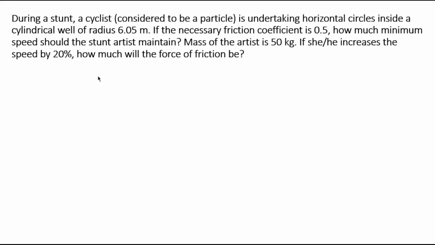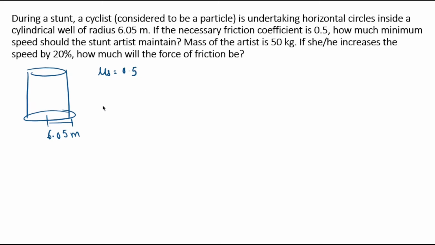During a stunt, a cyclist is undertaking horizontal circus inside a cylindrical well of radius 6.05 meters. That is, there is a cylindrical well, radius is 6.05 meters. If the necessary friction coefficient is 0.5, that is mu s is given to us as 0.5, how much minimum speed should the stunt artist maintain? Mass of the artist is given to us as 50 kg.